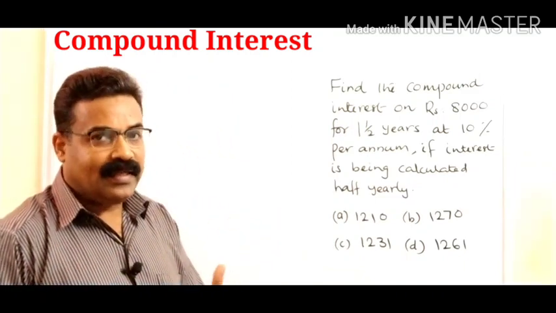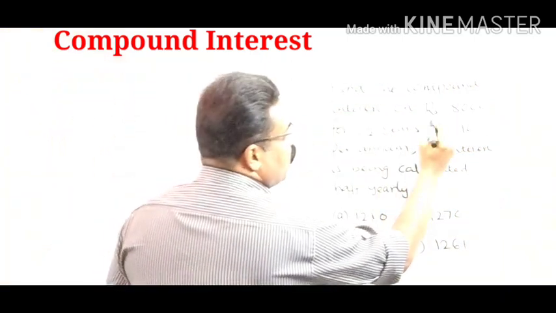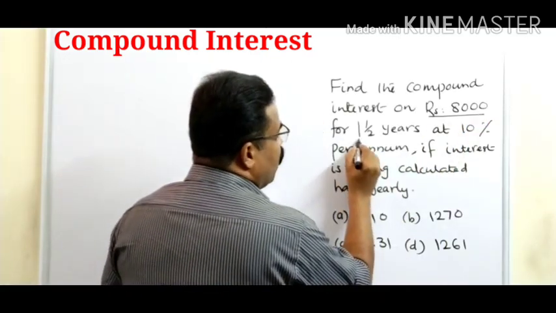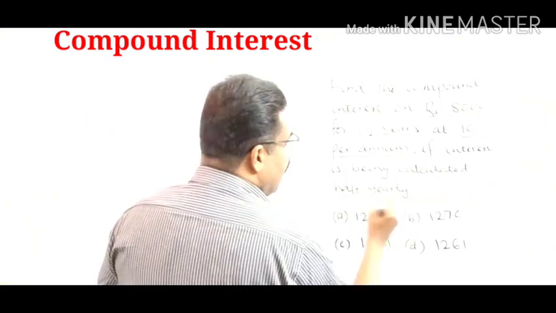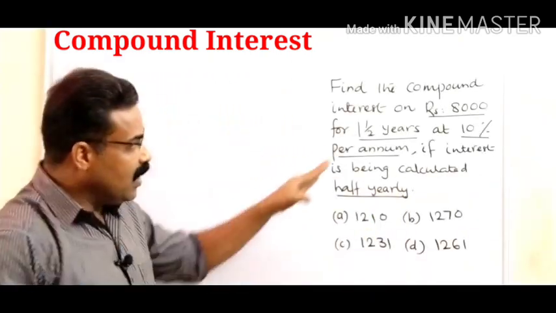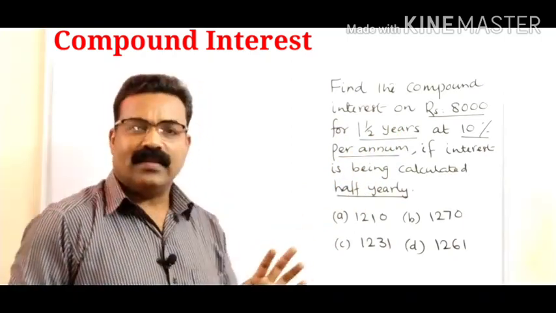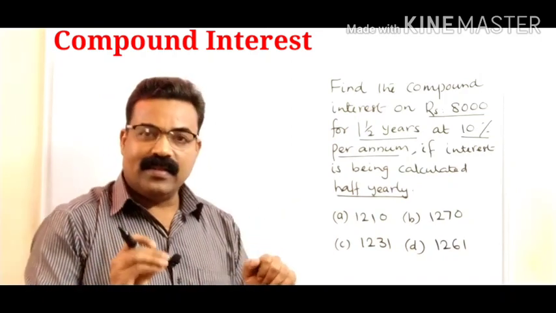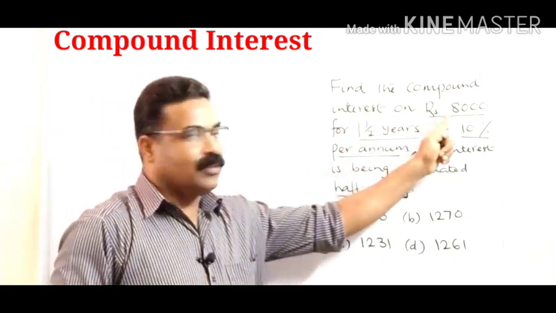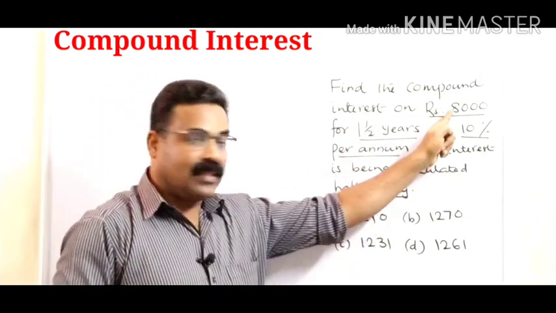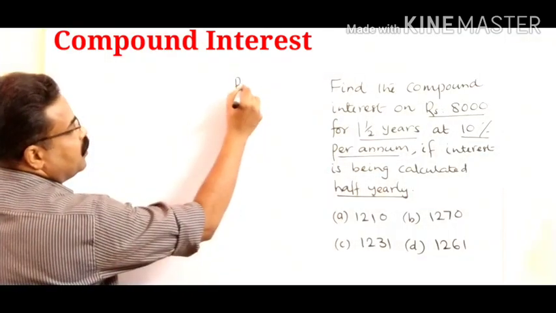Before solving, let us write what are the important information given to us. Find the compound interest on rupees 8,000 for 1.5 years at 10% per annum and interest is being calculated half yearly. Whatever I have underlined, these all are the important information in the question. Whenever you have questions like this, just read the question and understand what is important information given. Interest on 8,000. So how much is the amount invested? 8,000. So what is our principal amount? Principal amount P is equal to 8,000.